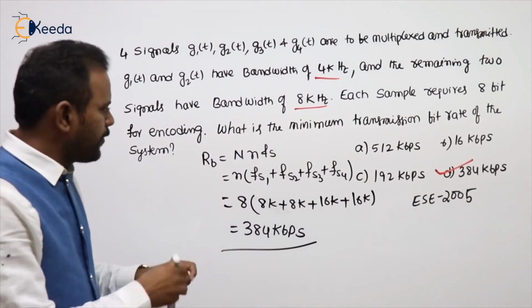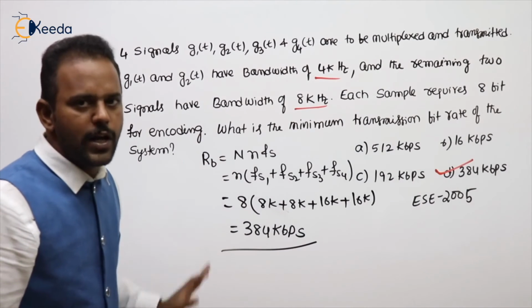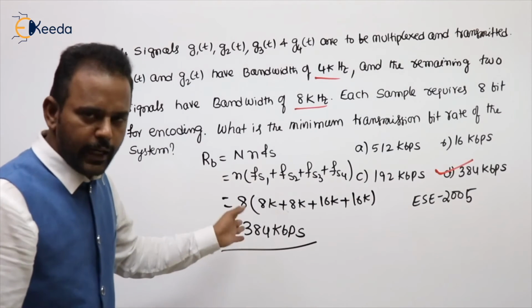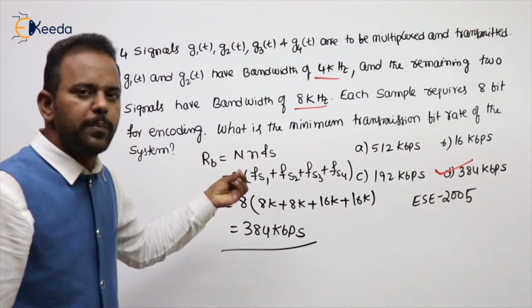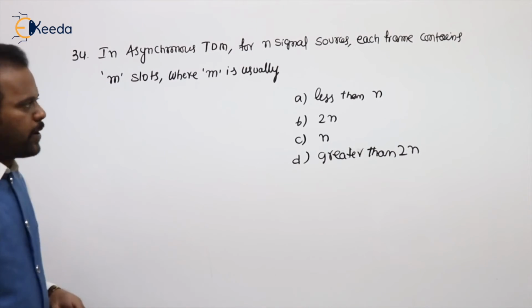Whenever signals have different bandwidths, use this formula, then you will get it. If small n is not mentioned, take the minimum number 1. If any condition is given, calculate from there. Yeah. See the next problem.